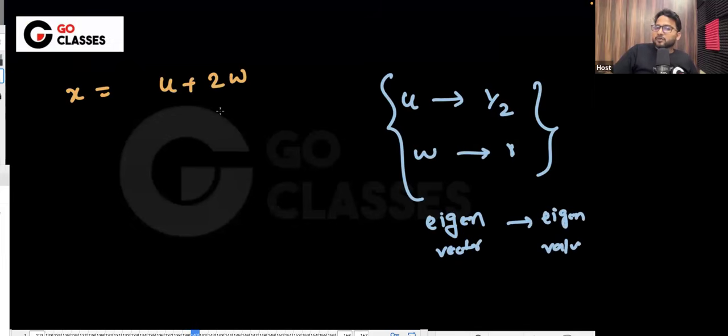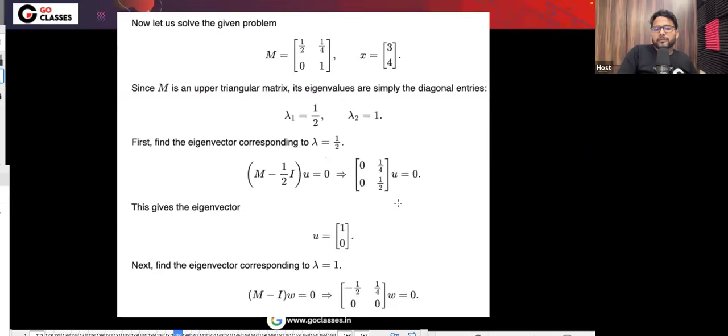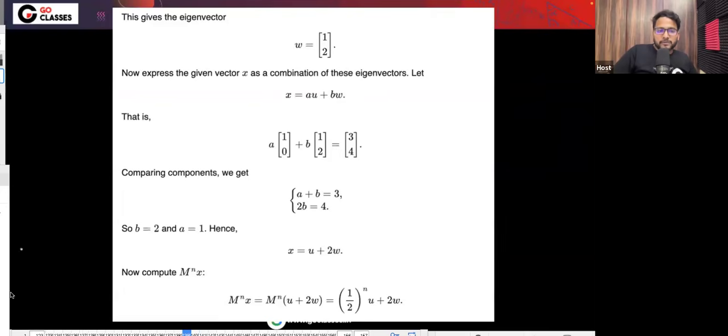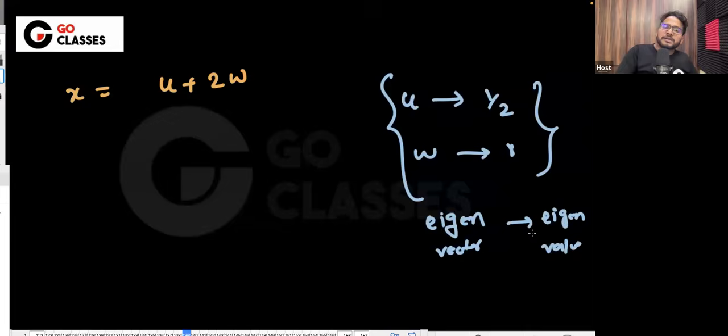See, finding out the eigenvector is also easy, and then the eigenvalues are already known to us. Then we need to find out what the linear combination is. You can solve a system of linear equations for this. I mean, if you want to find out what this a and b are, you can solve this system of linear equations to find a and b. Okay. So basically, assume that finally we got this, and they are asking for M power n x, right?